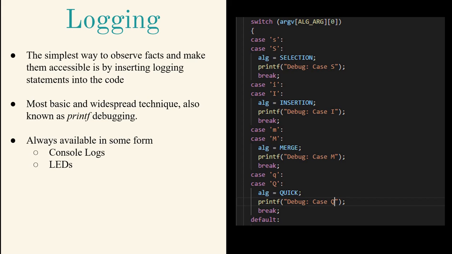And one of the main benefits of logging is that it's always available in some form, whether you're doing software or hardware. Software with the console logs and hardware through LEDs. So no matter what, you can always use it, which is a really good thing. It's a nice, quick, dirty way to get some debugging in. And on the right hand side you can see an example of some printfs inside my switch statement, which will debug which case is going to be picked when that code is executed.